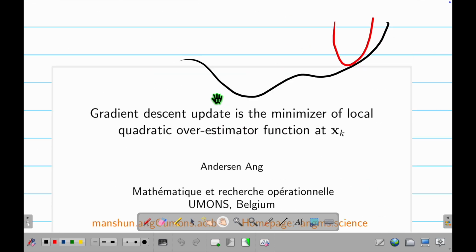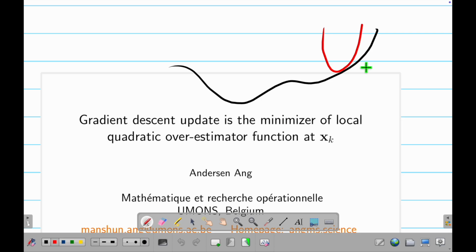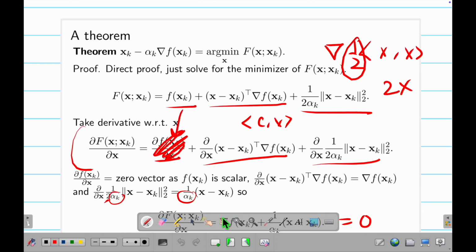So what is gradient descent doing? It's just optimizing a local quadratic overestimator. This is local at this point. Why is it local? Because this is a very bad approximation over here. It's good here, not here, not here, because if you keep going on, it goes up to the sky. The gap here will be crazy big. So this is the idea.